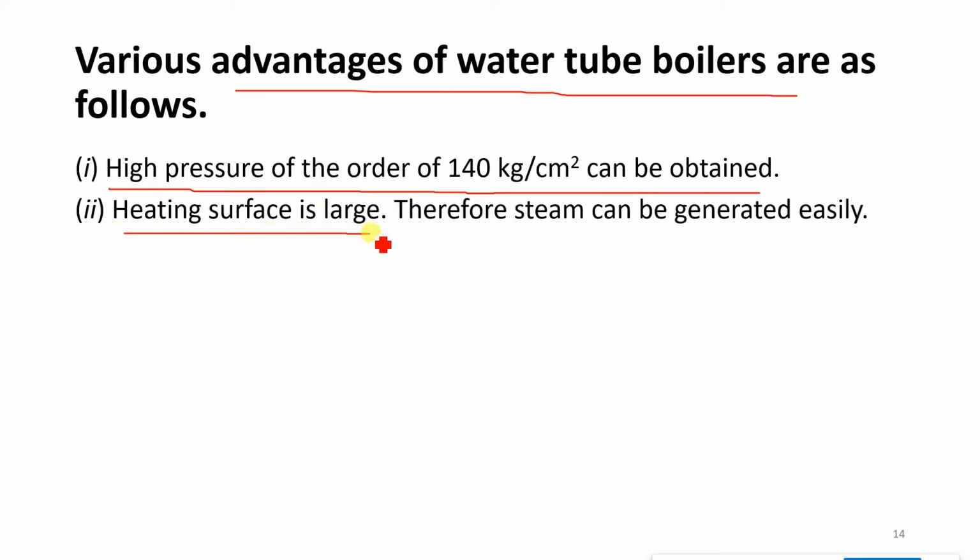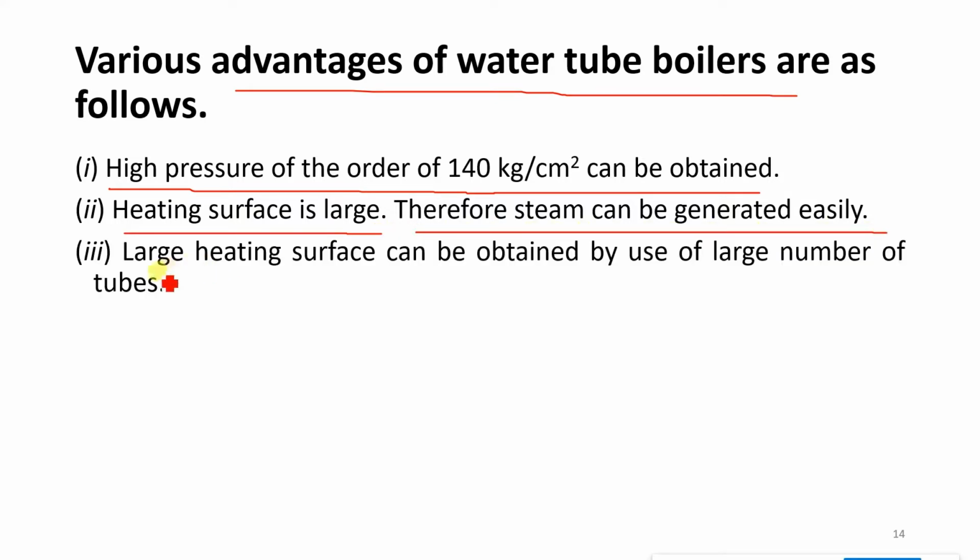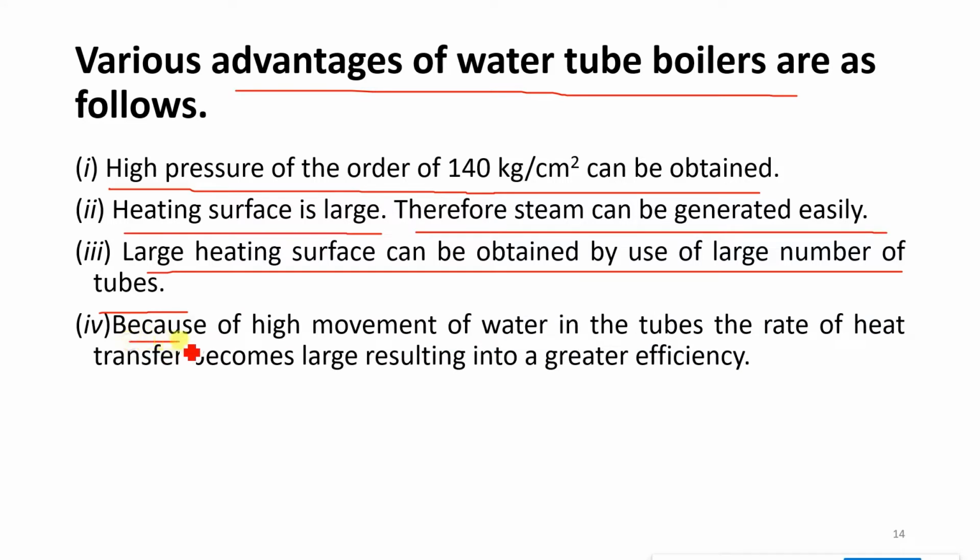Heating surface area is also large. You can increase the number of tubes to increase the heating surface. Therefore, steam can be generated easily. Large heating surface can be obtained by increasing the number of tubes. If two tubes are there, you can increase the number; three tubes can be there, four tubes can be there. If you increase the number of tubes, heating surface area increases. So production of steam also increases.